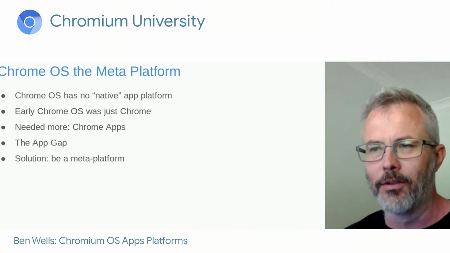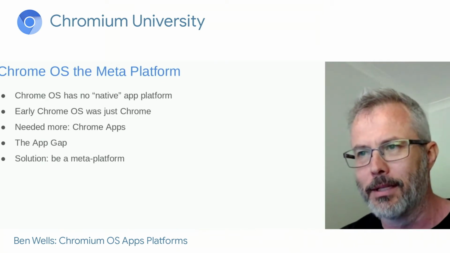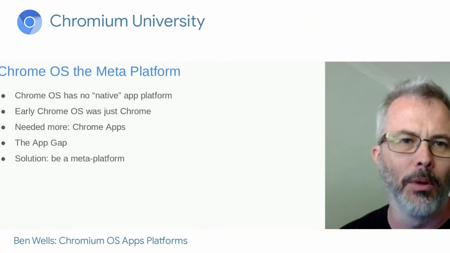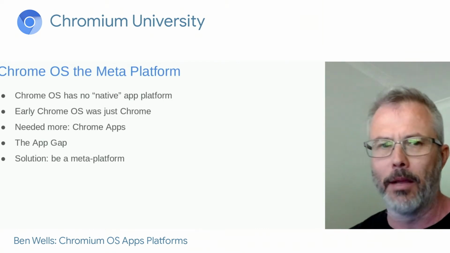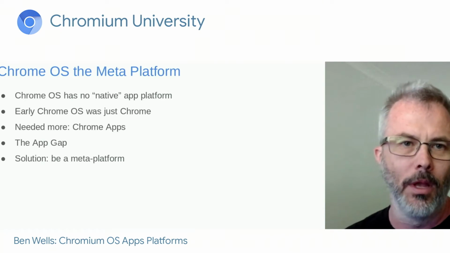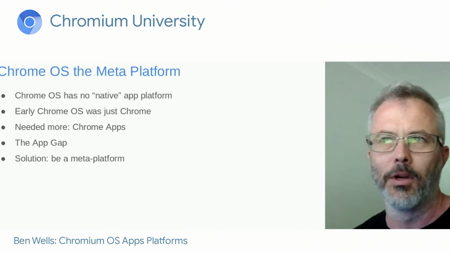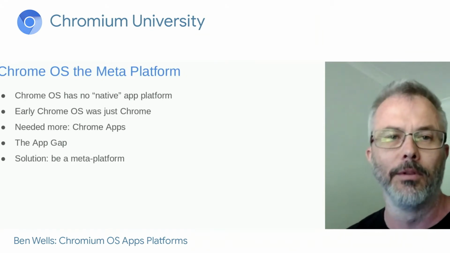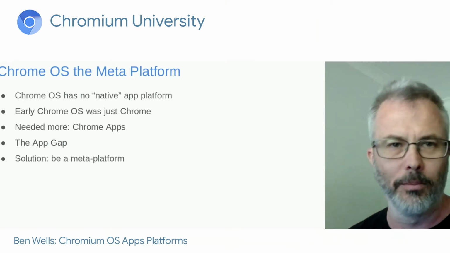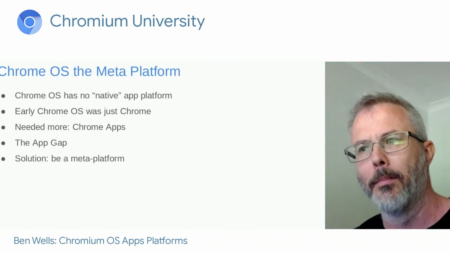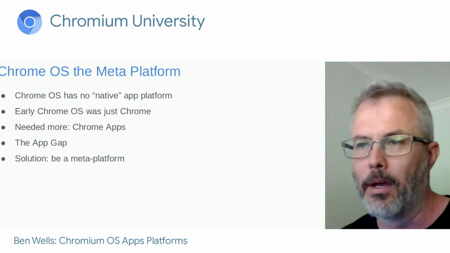So Chrome OS is a very interesting operating system in the sense that it doesn't really have any native app platform. If you look at other platforms like Linux, for example, developers can write code which runs at the same level as the operating system developers in a lot of ways. Chrome OS is highly sandboxed, so it doesn't have this kind of thing.